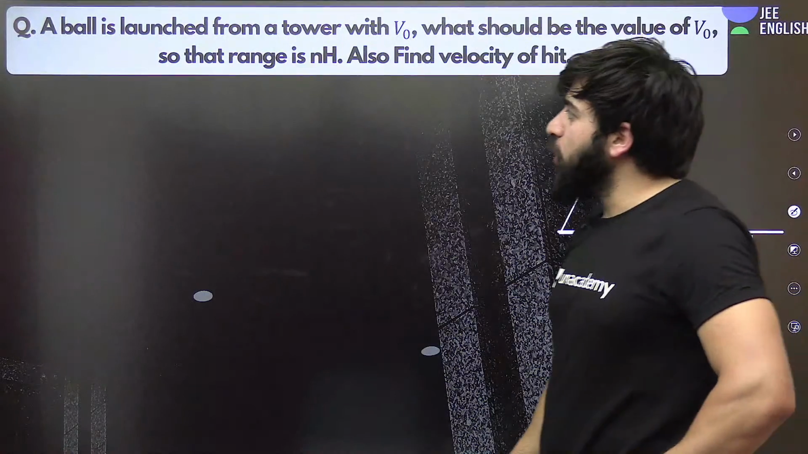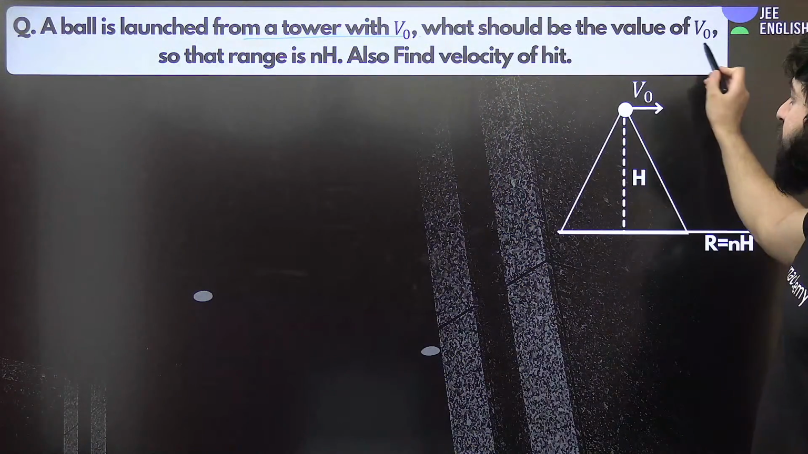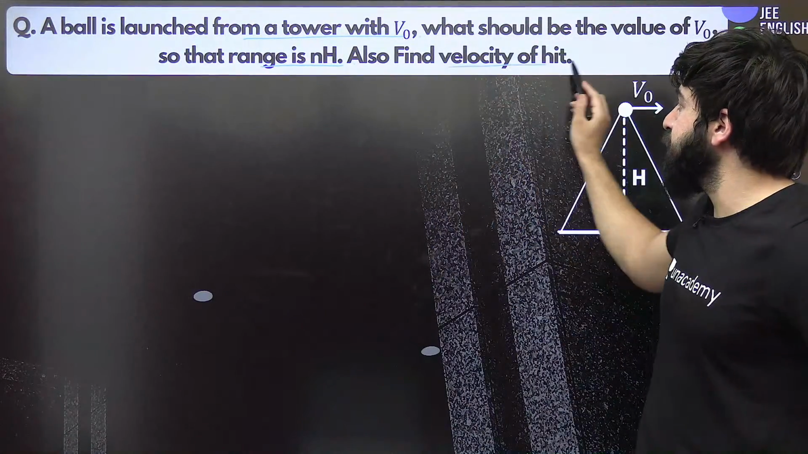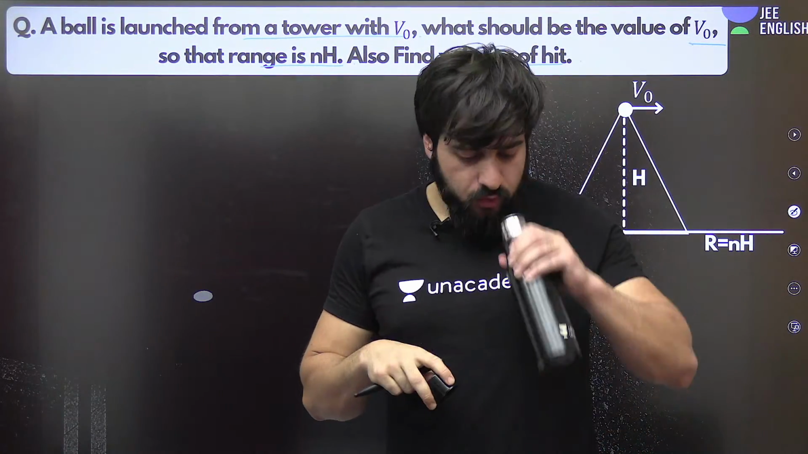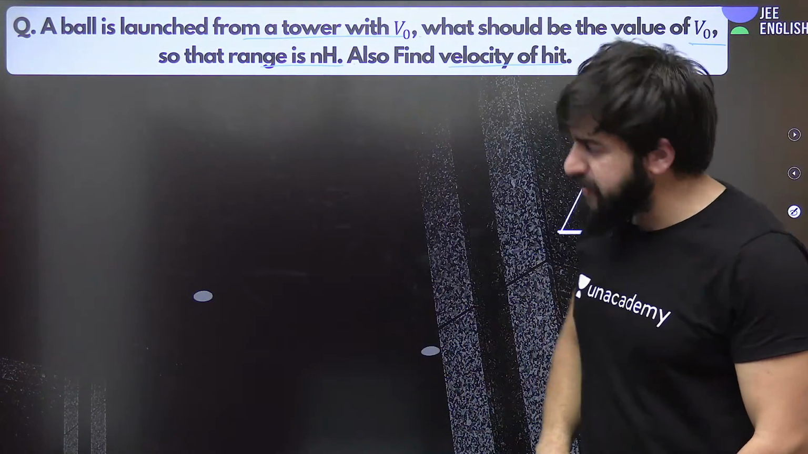This is basically a ball launched from a tower with velocity V0. What should be the value of V0 so that the range is NH? Find the velocity of hit also. This is a mains level question.